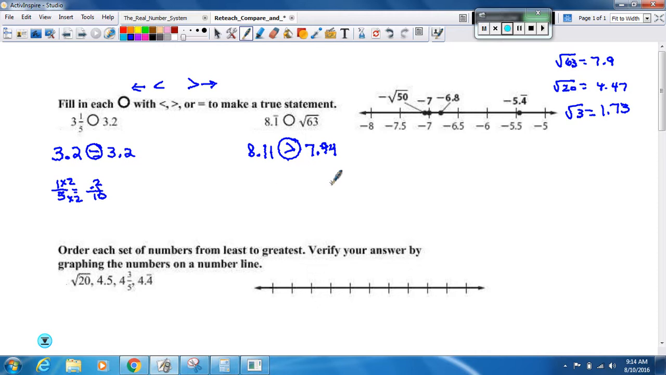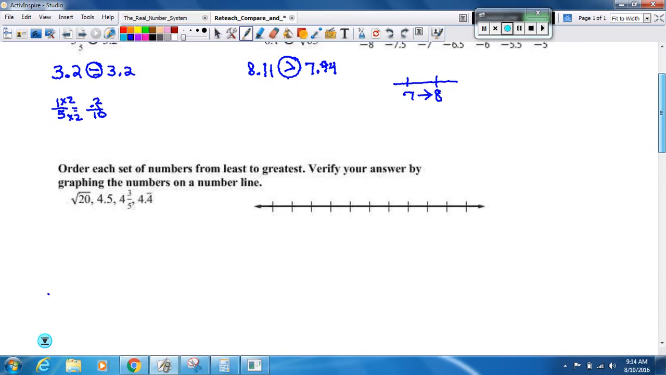If you can't think of it like that, again, like I said earlier, think of a number line. 7 would be here, and 8 would be here, and 8 is to the right of 7. So the arrow has to go to the right of 7. So that's another way of looking at it.